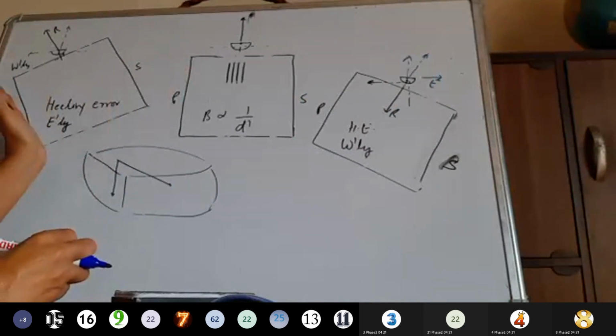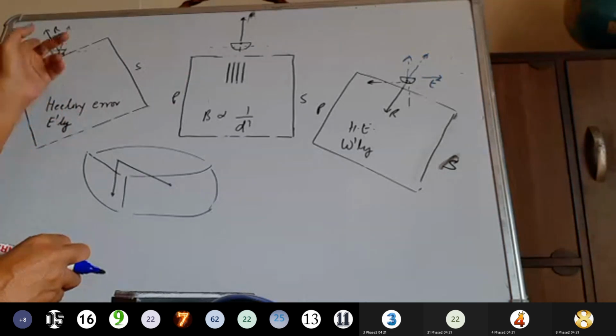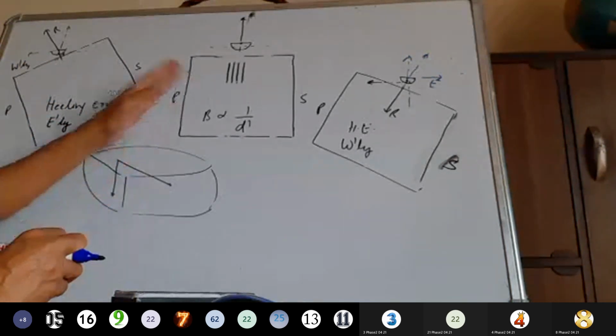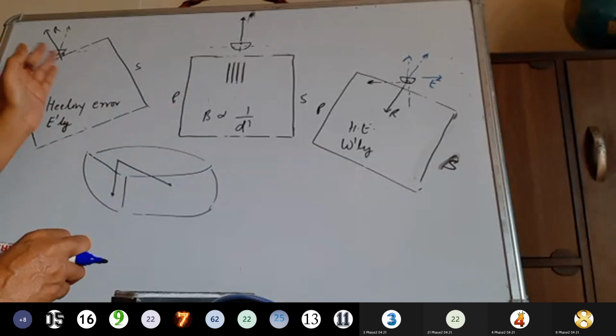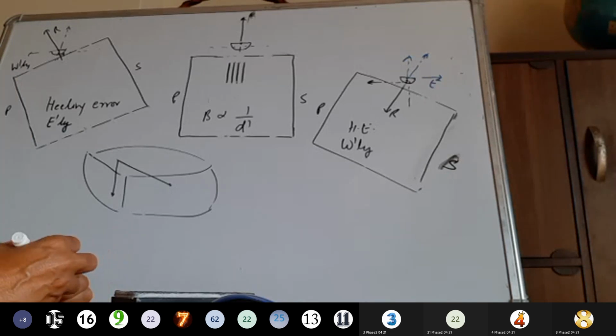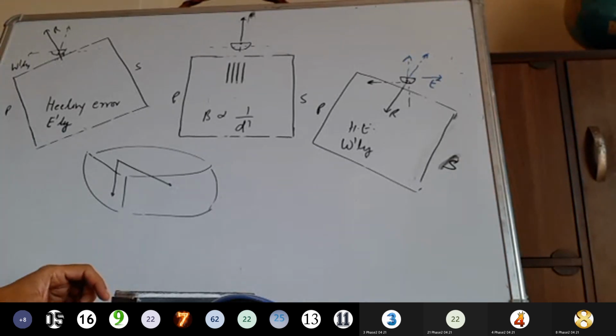So if on the port heel you are getting an easterly error, that means R is acting vertically downward. If on the port heel you are getting a westerly heeling error, that means force R is acting vertically upward. Correct? Okay.